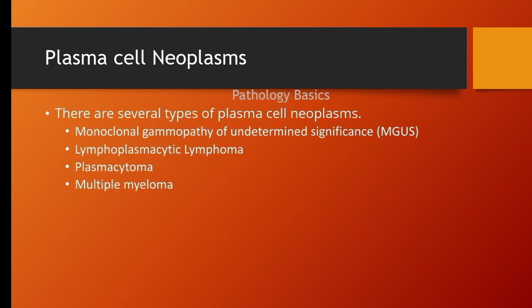There are several types of plasma cell neoplasm that contain monoclonal proliferation of plasma cells. Some examples of plasma cell neoplasm are monoclonal gammopathy of undetermined significance, lymphoplasmacytic lymphoma, plasmacytoma, multiple myeloma, etc.